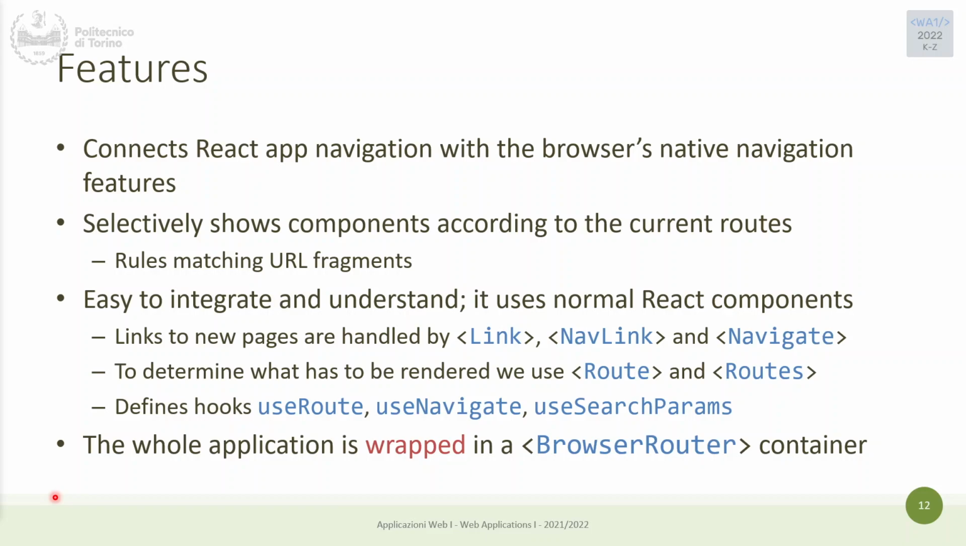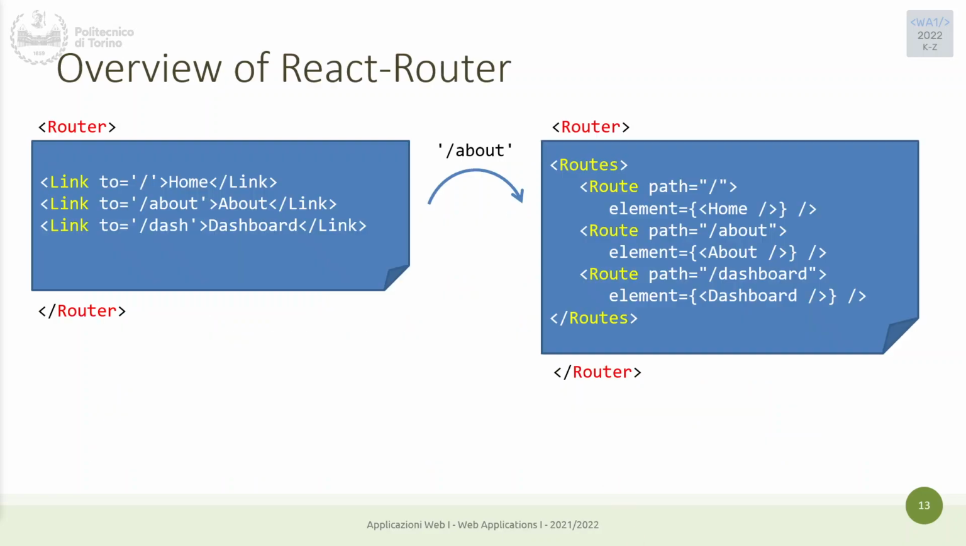To work, it is important that the whole application is wrapped inside a browser router container. So we are going to see that the first thing to do when we start coding is to take the entire application and put it inside browser router to say to React that we want to exploit this functionality.